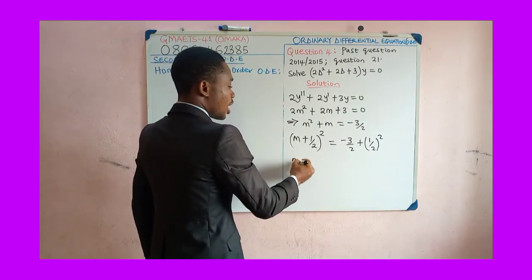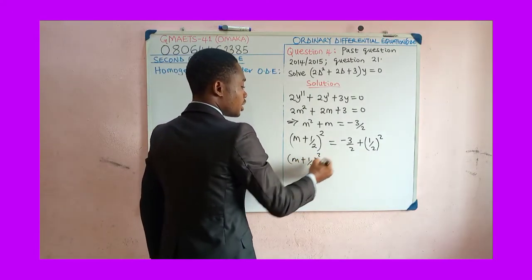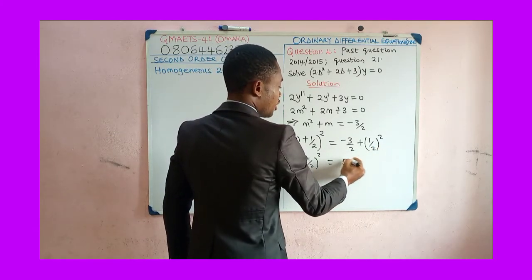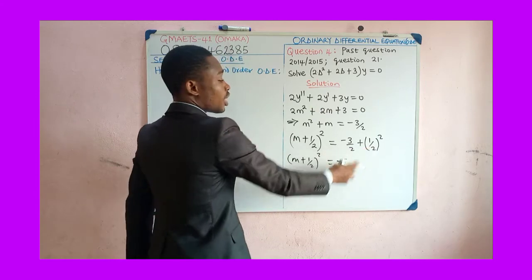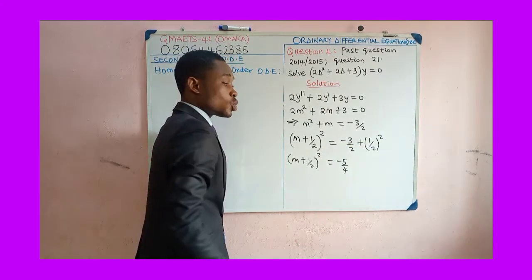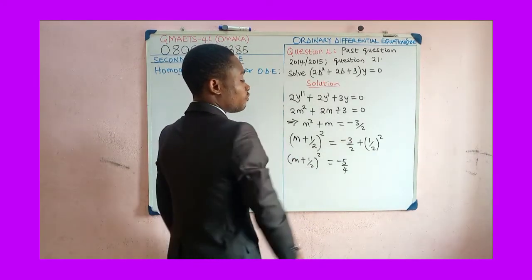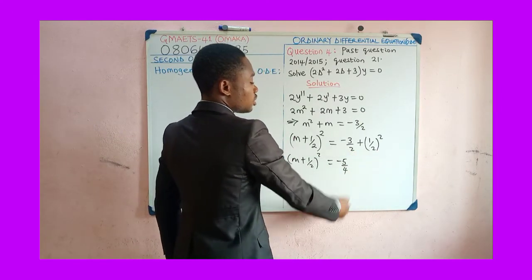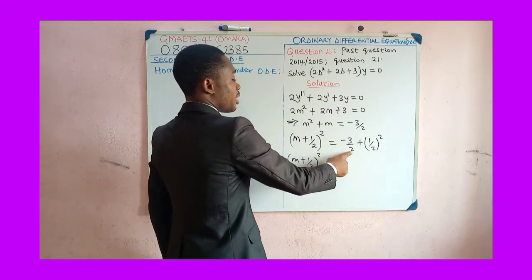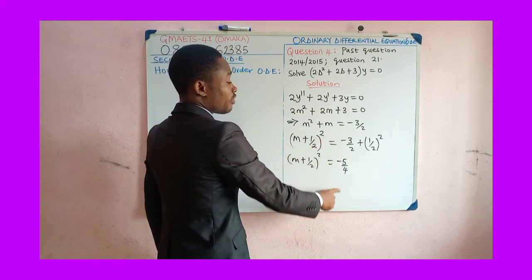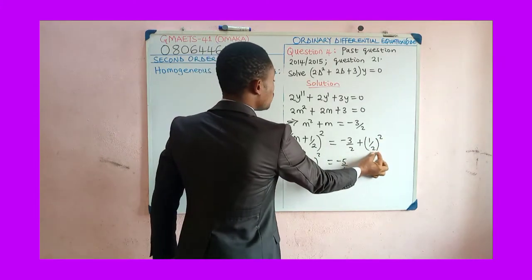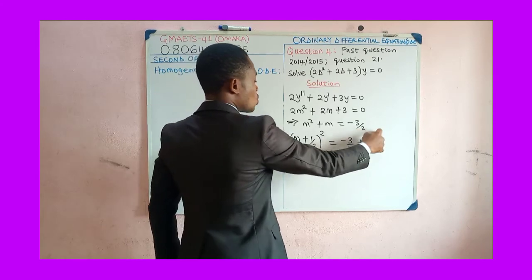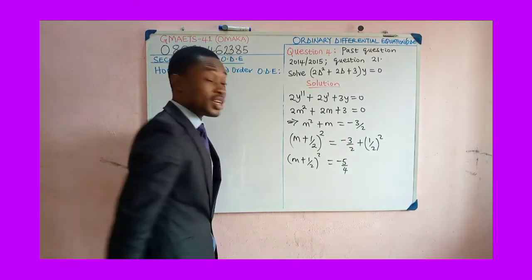And then this is going to give us m plus 1 over 2 all squared equal to, if you work it out, -5 over 4. If you work out this, because this is 1 squared, 1 divided by 2 squared will give you 4. So the LCM of this, if you work it out, is 4. So that is going to be 4 divided by 2, which is 2. 2 times -3 will give us -6. 4 divided by 4, which we get from here, will give us 1. 1 times 1 is 1. -6 plus 1 will give us -5, all over 4, which is the LCM.